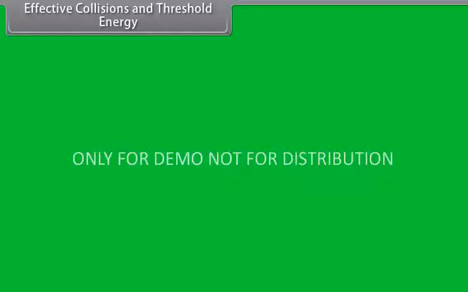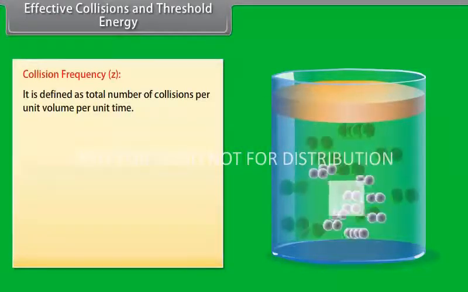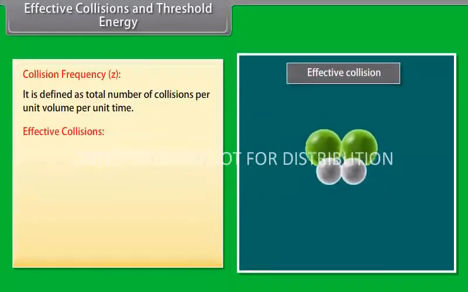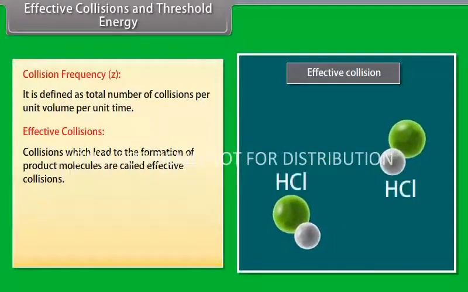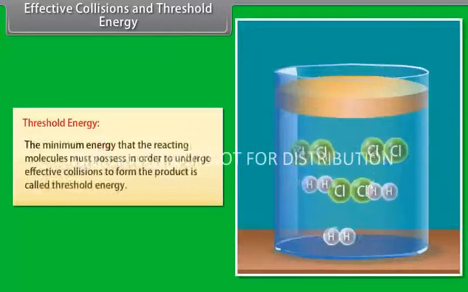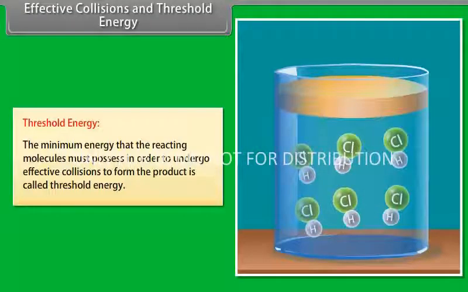Effective collisions and threshold energy. Collision frequency. It is defined as total number of collisions per unit volume per unit time. Effective collisions. Collisions which lead to the formation of product molecules are called effective collisions. Rate of reaction is equal to F multiplied by Z, where Z is the collision frequency and F is the fraction of collisions which are effective. Threshold energy. The minimum energy that the reacting molecules must possess in order to undergo effective collisions to form the product is called threshold energy.